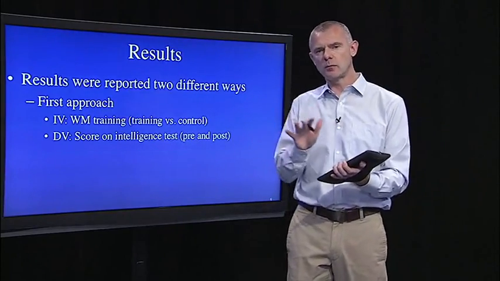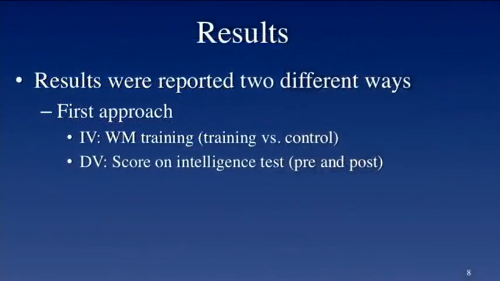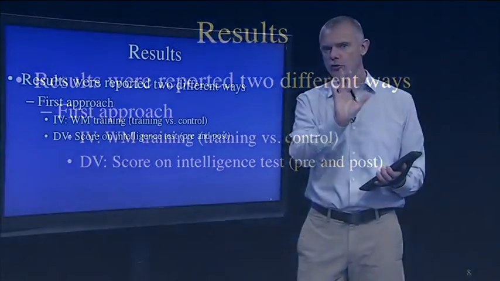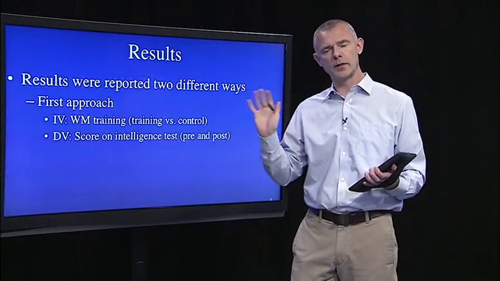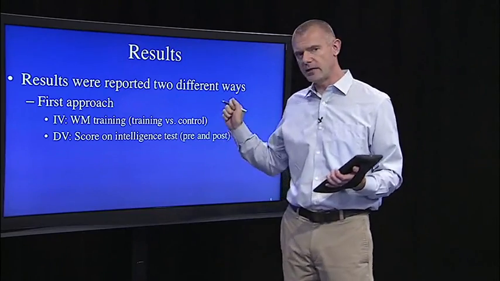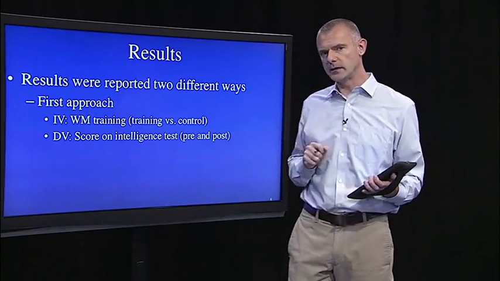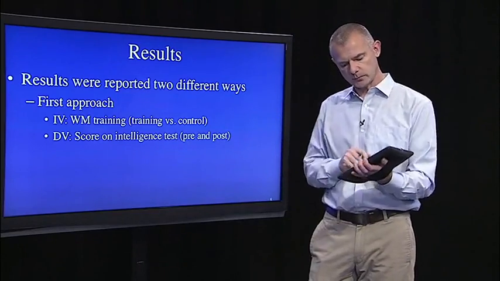Now remember, the results were reported in a couple different ways, and that's why I wanted to use this first segment to review. So we're going to approach the data 2 ways when we write the scripts in R. First, we're going to look at just working memory training versus no training. Remember, they had training groups, and then they had a control group that did no training at all, nothing. In that case, the dependent variable we're going to look at is the score on the intelligence test pre and post.